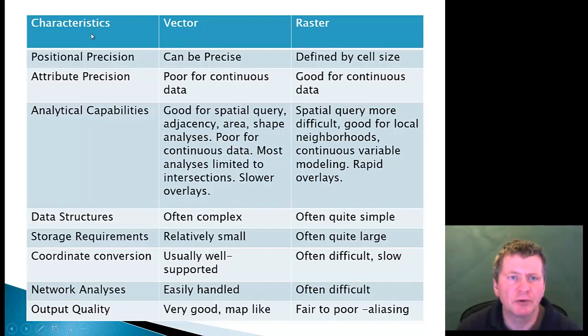Okay, so vectors and rasters, we can be pretty precise with position, and then rasters are cell size. Continuous data works better in raster. We can have pretty complex data structures here, very simple ones here, storage relatively small, very large, and so on. So this is big, so when we want to analyze what's going on, the vectors are easily handled, so that's real important. And in a raster, it's kind of difficult.